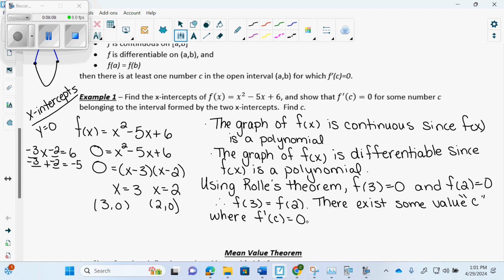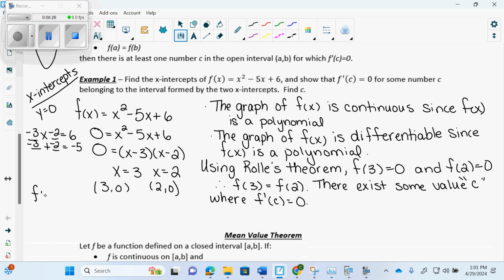All right. It wants us to find c. How do I find c? F prime of c equals 0. We've been doing this the whole time. We just find the first derivative and set it equal to 0 and get the critical number. Correct? Yep. So let's try it out.